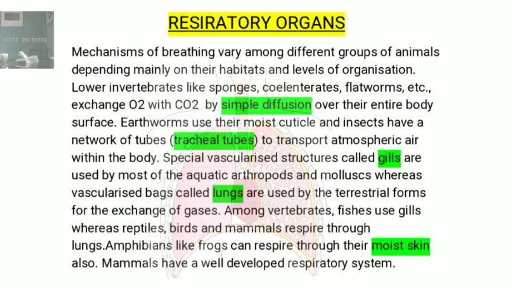Special vascularized structures called gills are used by most of the aquatic arthropods and mollusks, whereas vascularized bags called lungs are used by the terrestrial forms for the exchange of gases. Among vertebrates, fishes use gills, whereas reptiles, birds, and mammals respire through lungs. Amphibians like frogs can respire through their moist skin. Amphibians also respire through gills and lungs. Mammals have a well-developed respiratory system.